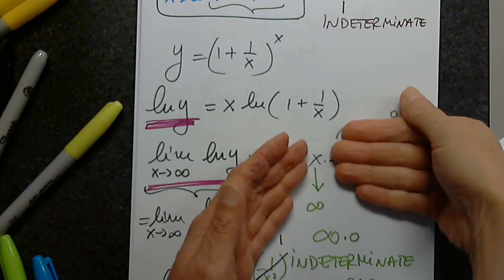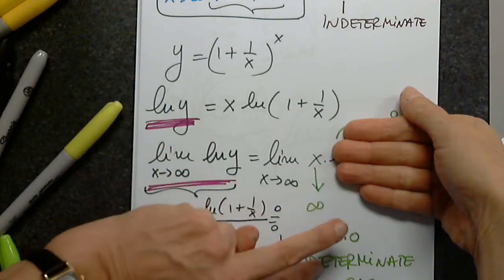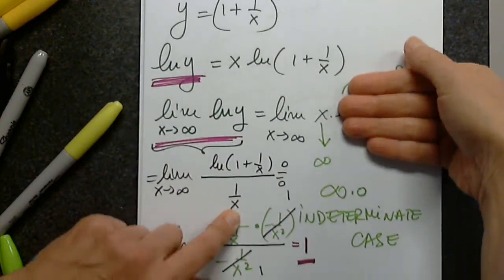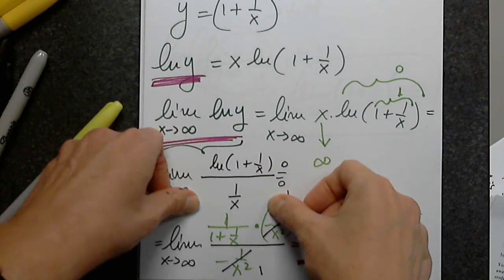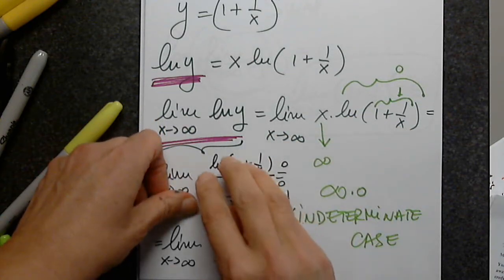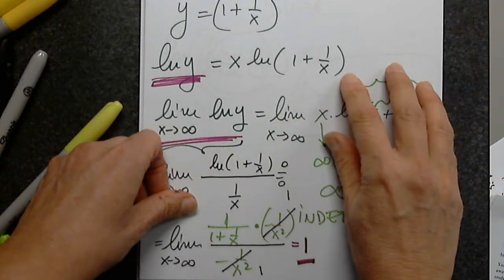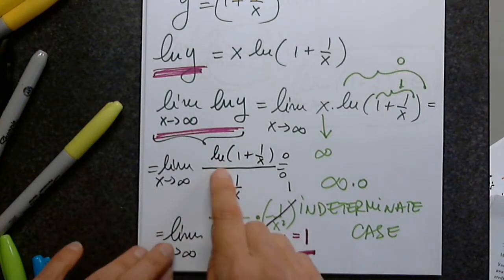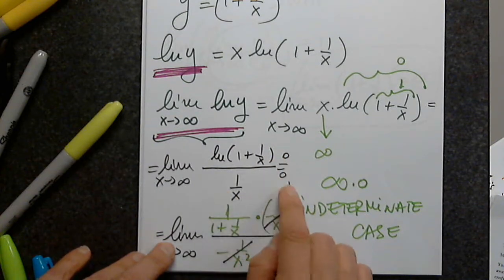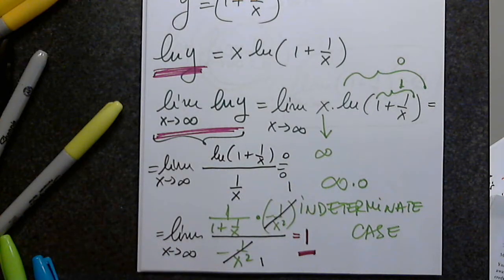But if I keep natural log and I flip x into 1 over x, then I change this product into a ratio. Is it clear how I can get back from here? Okay, so now I plug in again. The numerator approaches 0, the denominator approaches 0. I'm in business, it's a fraction, it's 0 over 0. I can apply L'Hopital's rule.